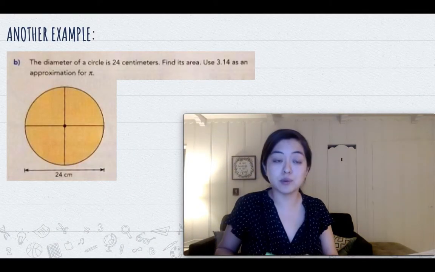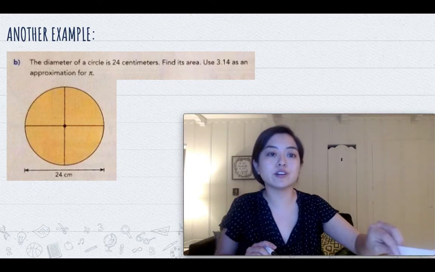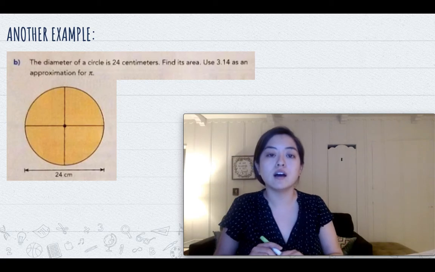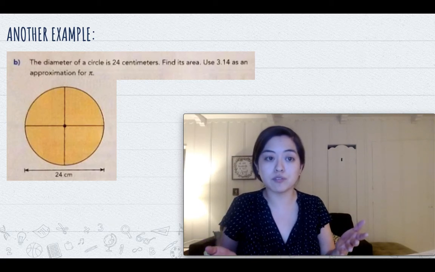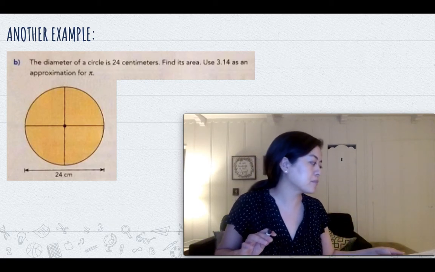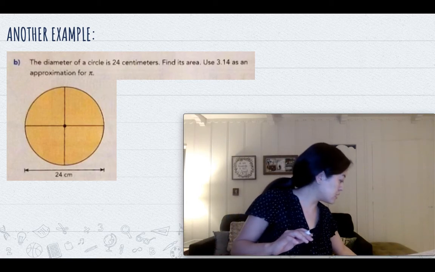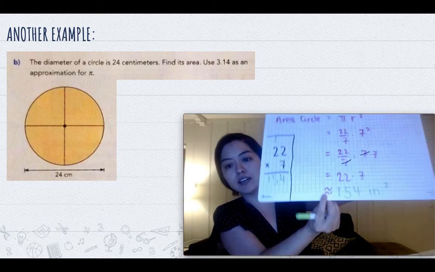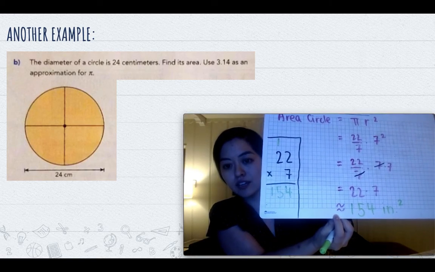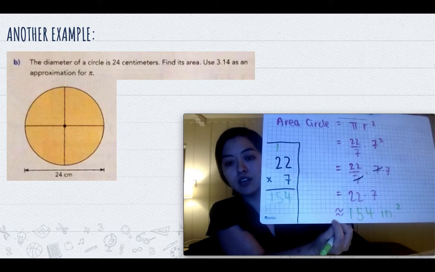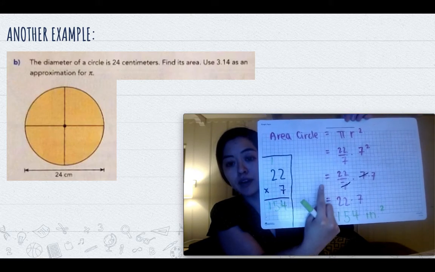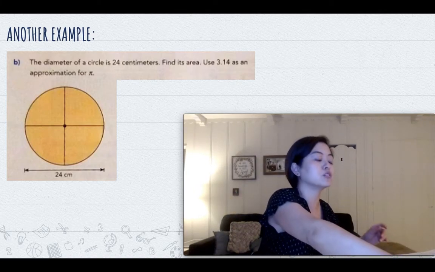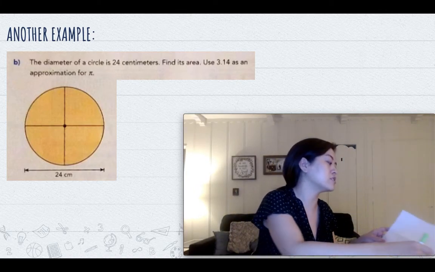Here's another example. So we are given the diameter, and we want to find the area of this circle. And we're going to use 3.14 as an approximation for pi. And notice again, with my previous example, that I didn't write an equal sign in my final answer. I wrote an approximation sign because we use an approximation for pi here. And that's what we're going to do here as well, because we're using 3.14 as an approximation for pi.